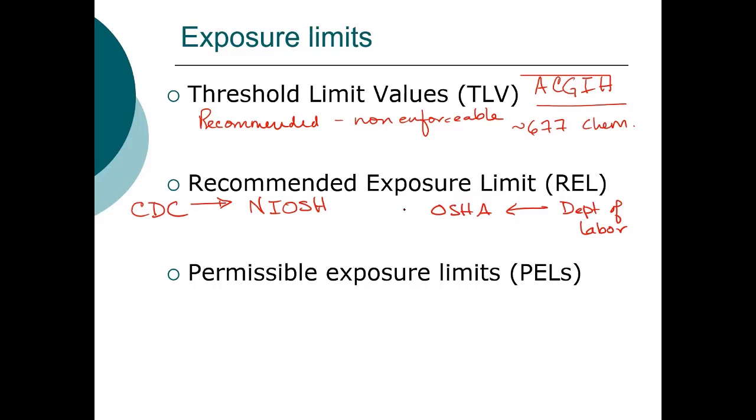NIOSH determines the recommended exposure limits so they can provide that information to OSHA. OSHA can then adopt that information. On the other hand, that rarely happens. In fact, OSHA has actually never adopted an REL from NIOSH. They will set their limits, but they've never adopted an REL.